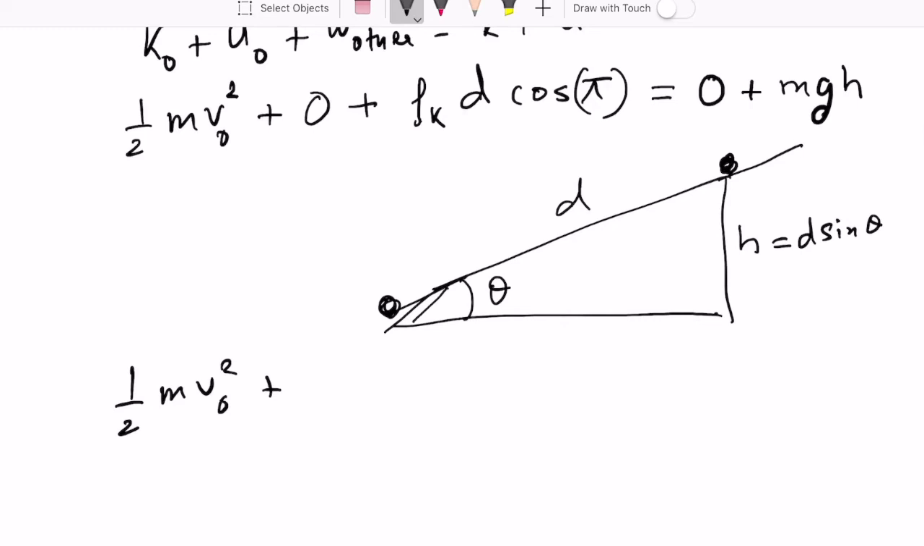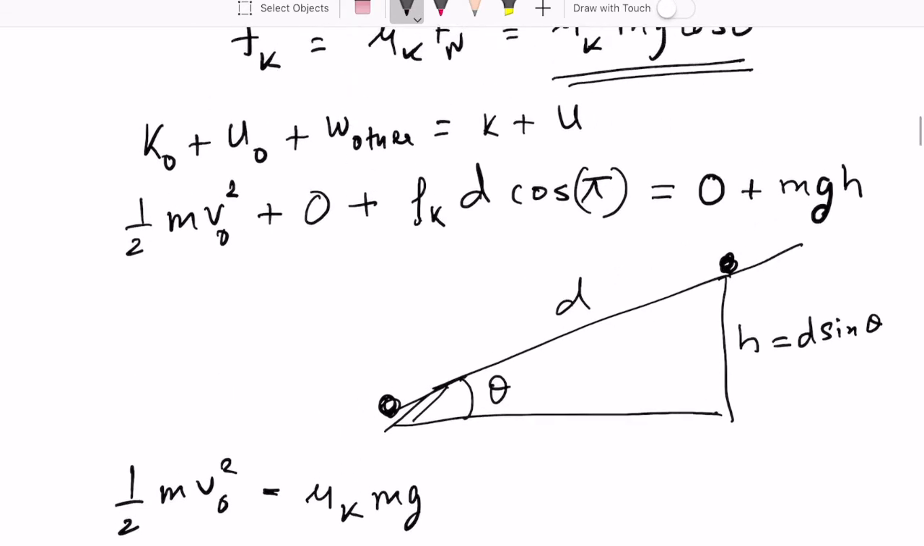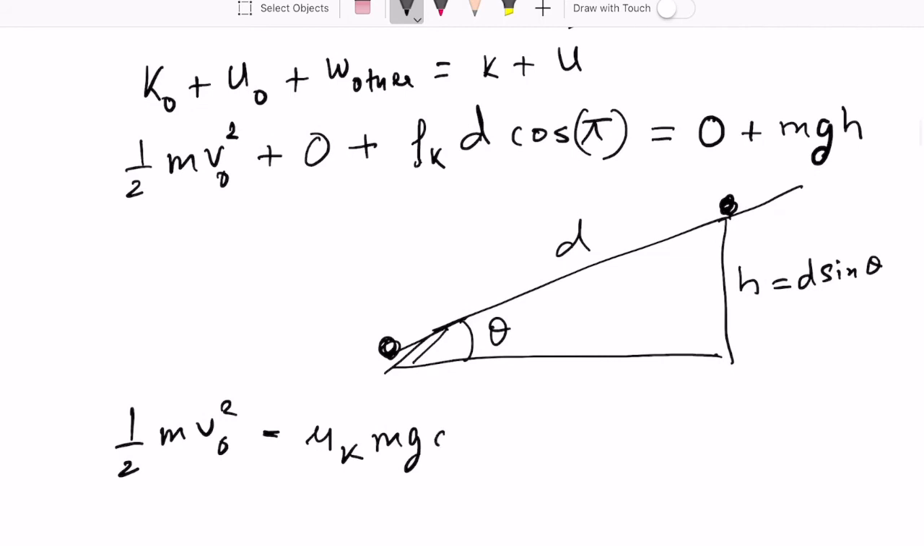Actually, the cosine of pi will be -1, so you'll have a negative sign. Minus mu_k mg cosine theta multiplied by d is equal to mg times d sine theta.